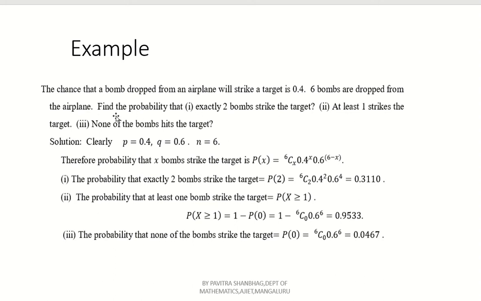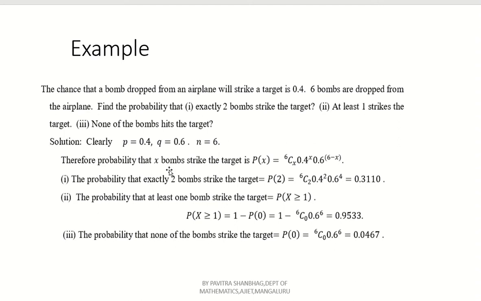Dropped from the airplane. Find the probability that, first case, exactly 2 bombs strike the target. Second case, at least one strikes the target. Third case, none of the bombs hits the target. Again it is a similar problem. See here, P equal to what? Probability of success. That means a bomb dropped from the airplane will strike the target. So that is P equal to 0.4. So you know P. So what is Q? 1 minus P, that is 0.6, right? And N equal to how much here? How many bombs given? 6 bombs.